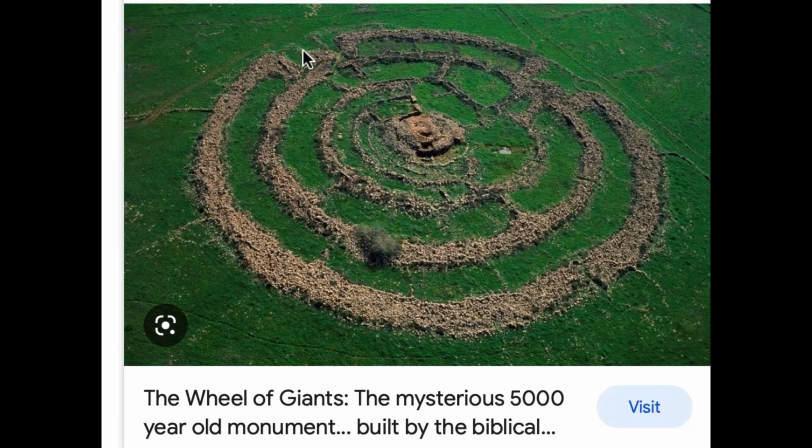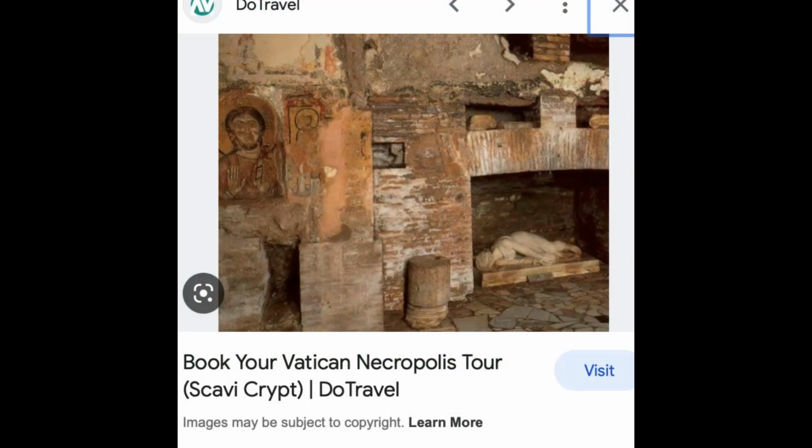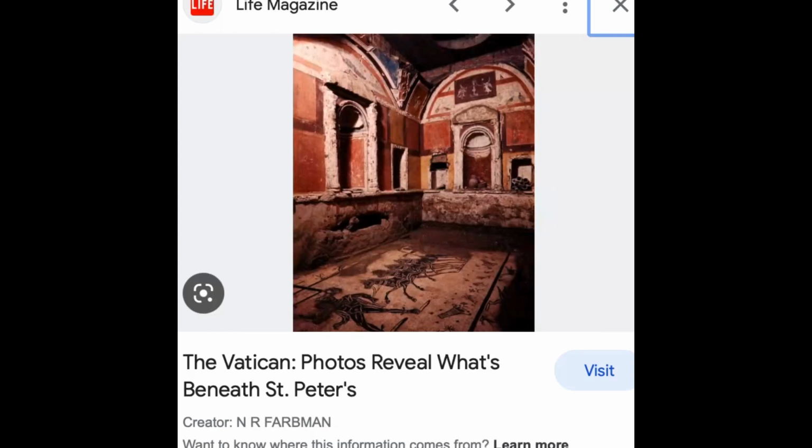This is the Wheel of the Giants. There are supposed to be giants buried under there, okay? And again, the Vatican is built on an ancient burial mound from before biblical times. It's crazy. They admit it now. No one cares. It's built on a burial mound, just like all these demonic other burial mounds, Axis Mundi points, are built on burial mounds.